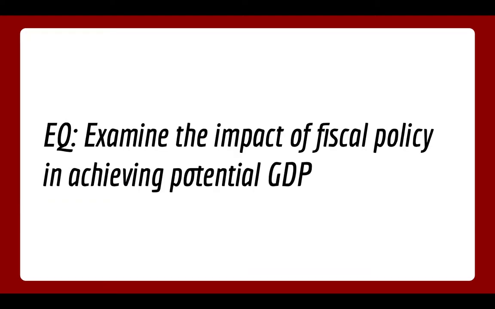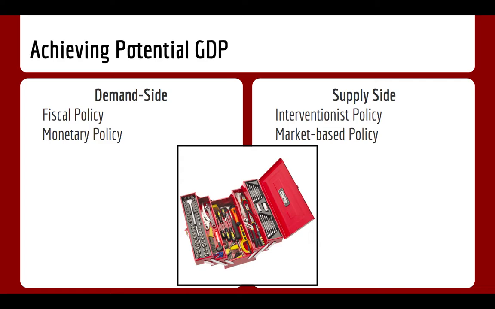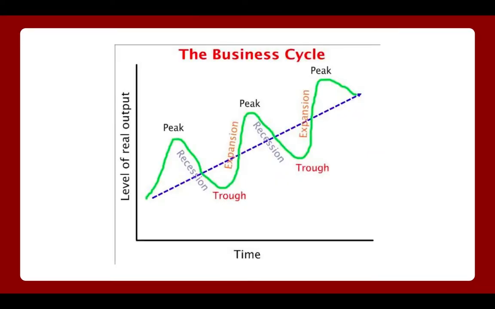Your EQ: examine the impact of fiscal policy in achieving potential GDP. Now, the goal here, obviously, is potential GDP, and that's the growth that we measure, right? So there's two ways to look at it. We're going to first start with the demand side fiscal policy. We'll look at monetary policy and supply side policy next week, okay? So we're going to just do fiscal policy on the demand side of things first.